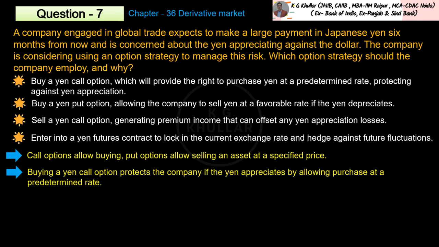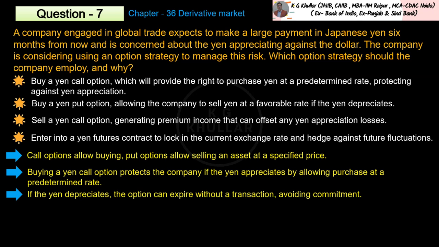Now in our case, buying a yen call option is the best strategy for the company because it provides the right but not the obligation to purchase yen at a predetermined strike price. So if the yen appreciates against the dollar, the company can exercise the option and buy yen at a lower predetermined rate, thus protecting itself from adverse currency movements. On the other hand, if yen depreciates, the company can simply let the option expire and buy the yen at a more favorable market rate, thereby having flexibility and protection without committing to a transaction unless it is beneficial. Thus, the correct option for the given question is option A.